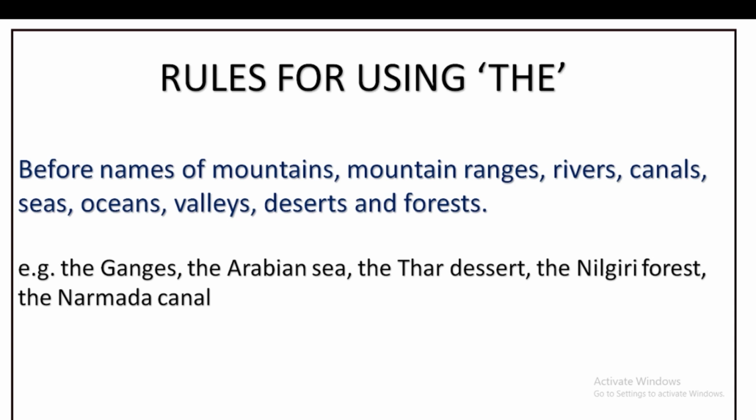The very first rule, which is very simple, is that it is used before names of mountains, mountain ranges, rivers, seas, oceans, deserts, forests, canals. For example, the Narmada River. Because Narmada is the name of a river, we will use the before it. The Sahara Desert or the Sahara. As you know, Sahara is the famous desert. The Black Forest. So, whenever we have any of these names, we use the.